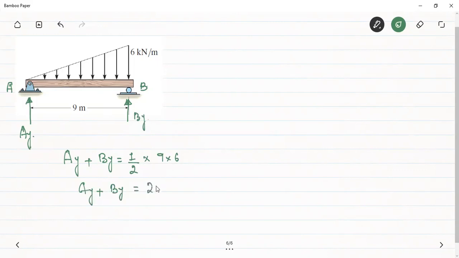This will be equal to 27 kilonewton. Now, to calculate the moment about any hinge or any point, we can consider the beam. This is the beam. And we know that for the calculation of the moments, we have to convert this UDL or UVL into the point load. Whether it is a UDL or a UVL, for the moment calculations, we need to convert it into a point load so that we can get a definite force arm.